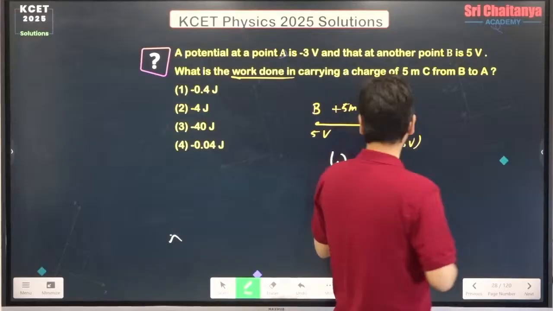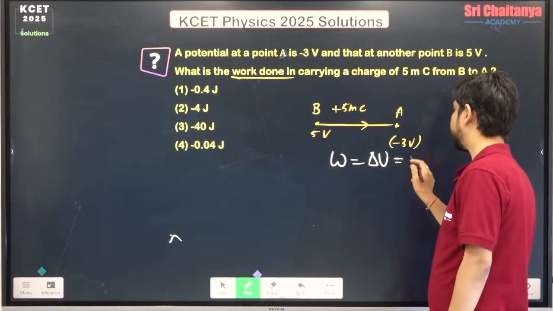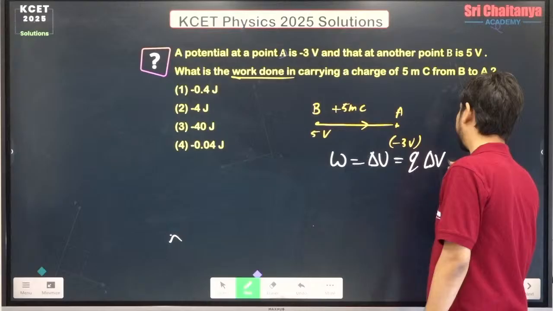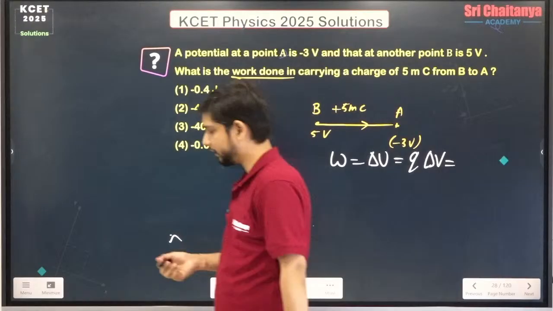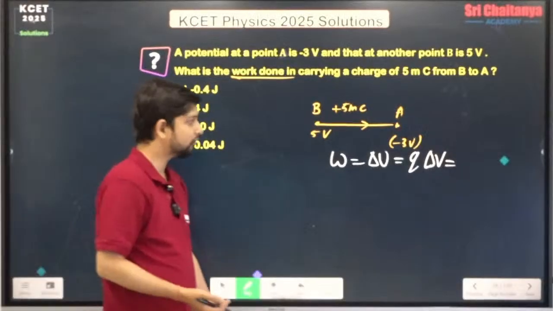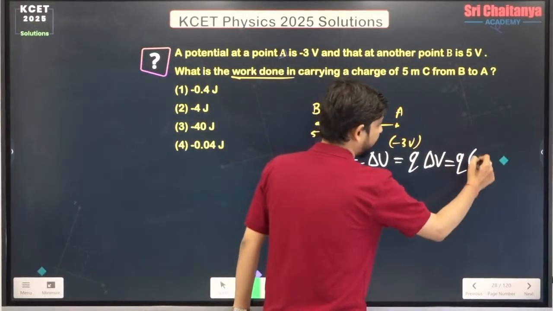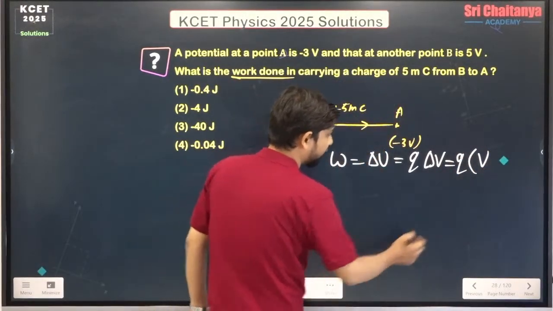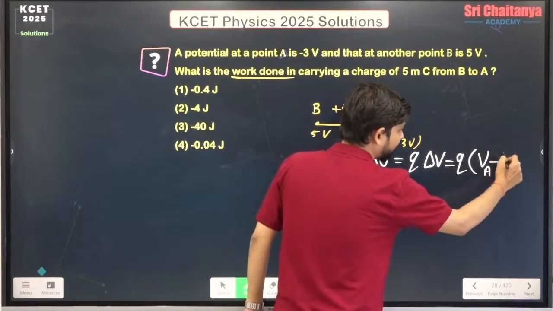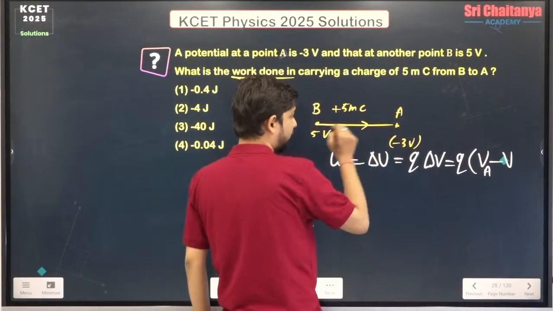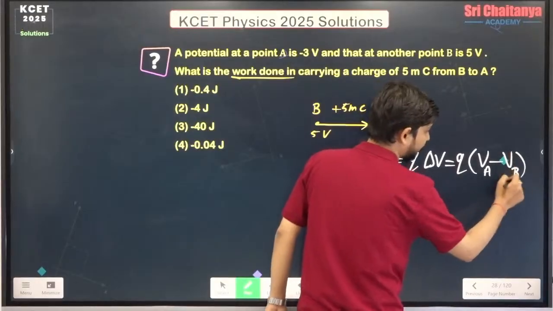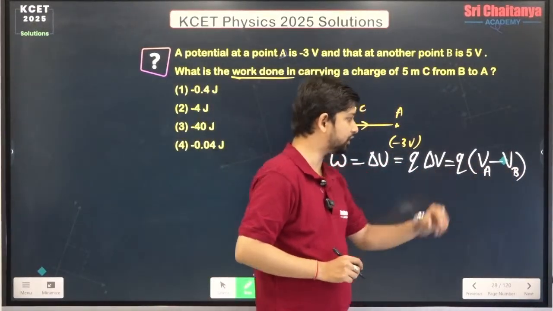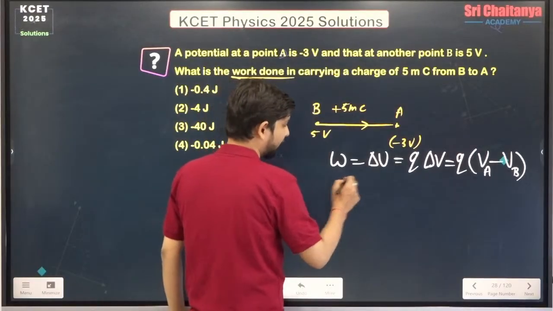So work done is equal to change in potential energy, and change in potential energy in this case is going to be Q times delta V. What do you mean by delta V? Delta V means the change in potential. It is going to be the final potential minus the initial potential. When you put the values, you need to be careful that the final potential will be of A, not B, and the initial potential will be of B, not of A.